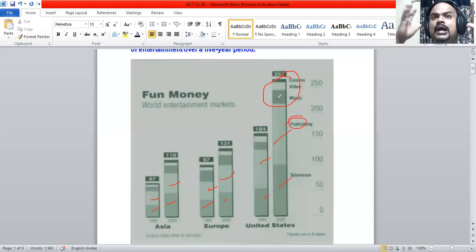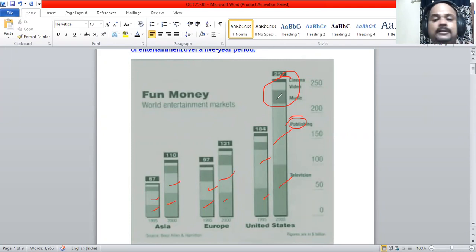So what we can do is group this into 3 paragraphs. The first paragraph, we go with the most spending, that is publishing. The second paragraph, we go with television. The third paragraph, we go with cinema, video, and music. Okay, this is what we are going to do, because it's a complex task and it is not possible to include all the data.